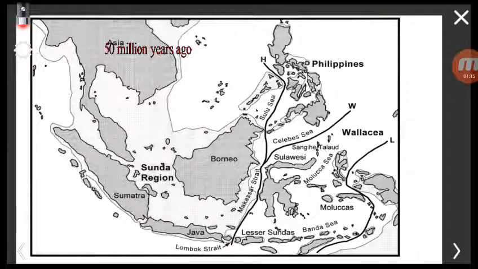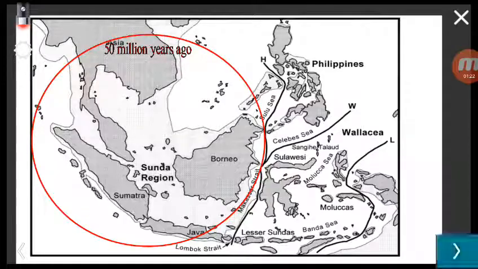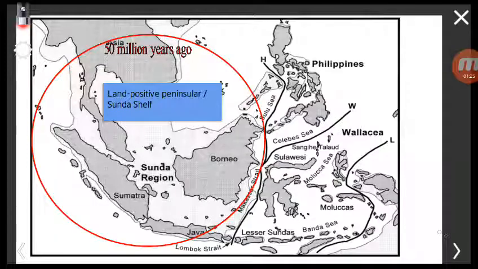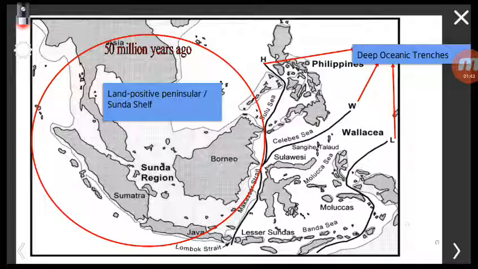About 50 million years ago, Peninsular Malaysia, Sumatra, Java, and Borneo were all connected to form a land-positive peninsula, or the Sunda Shelf. However, the Philippines and Wallacea are separated by deep oceanic trenches. Palawan has never been connected to the Philippines, but it was connected to Borneo.